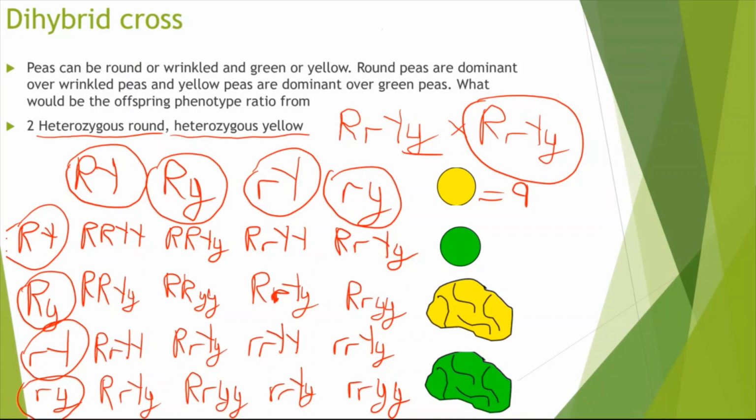So now looking at my round in green. In this case, I would have to have a capital R for dominance as it's round, and I would have to have both lowercase y because it's recessive for the color. So I'm going to circle any I see.